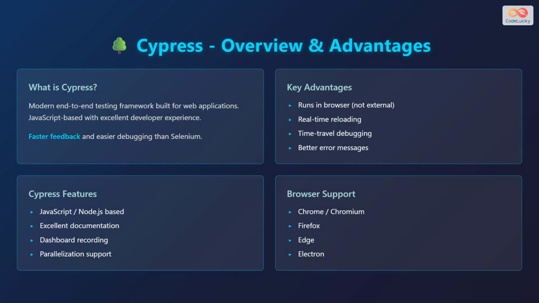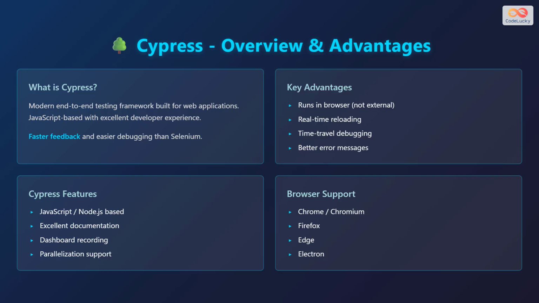Cypress is a modern end-to-end testing framework specifically built for web applications. Unlike Selenium, Cypress is JavaScript-based and runs directly inside the browser, giving you faster feedback and easier debugging. One major advantage of Cypress is that it runs in the browser itself, not as an external tool. This means you have better control and visibility.